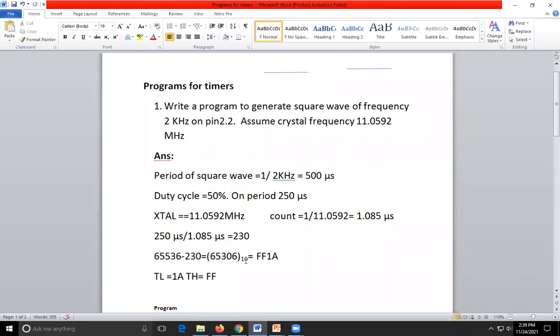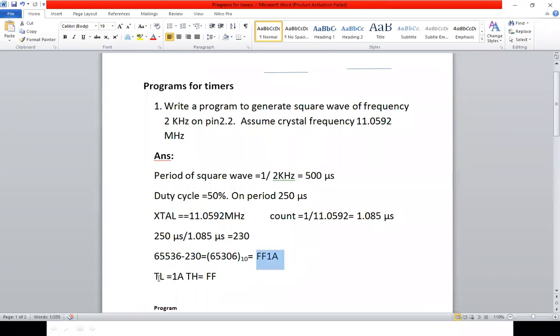This is in decimal. You have to convert decimal into hex. So TL is 1A and TH is FF. This is the calculation we have to do, and after that we have to do the programming.